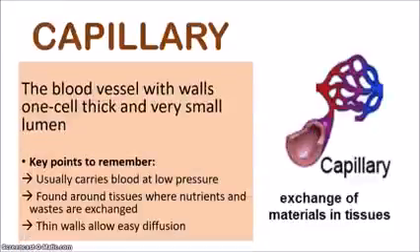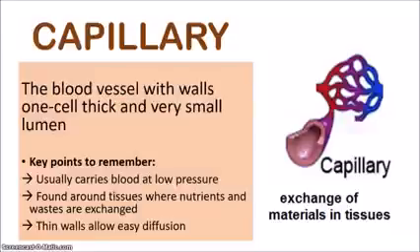Now, the capillary, this is the smallest of the bunch. The smallest blood vessel, and the walls are made up of one cell only. So very, very thin walls, and they have a very small lumen. So the key points to remember about the capillaries is that they usually would carry blood under low pressure, and they're found around tissues where nutrients and waste are exchanged. So because they need to exchange nutrients at the tissues, the walls of the capillaries have to be very thin, and that allows for easy diffusion of the materials.